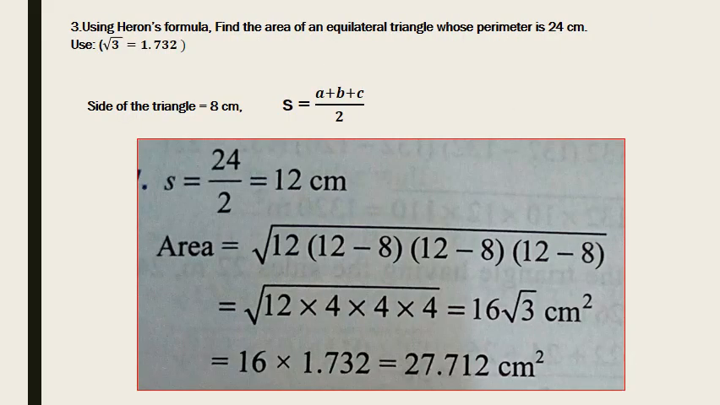Question number 3. Using Heron's formula, find the area of an equilateral triangle whose perimeter is 24 centimeter. Here we have an equilateral triangle whose perimeter is 24 centimeter. We can find the side of the triangle. So the side of the triangle is equal to 8 centimeter.